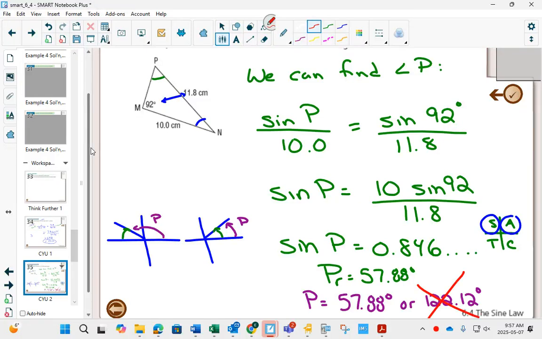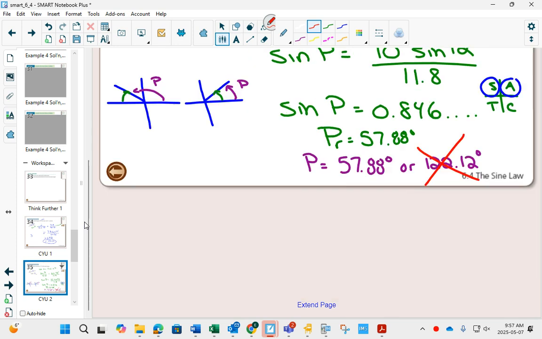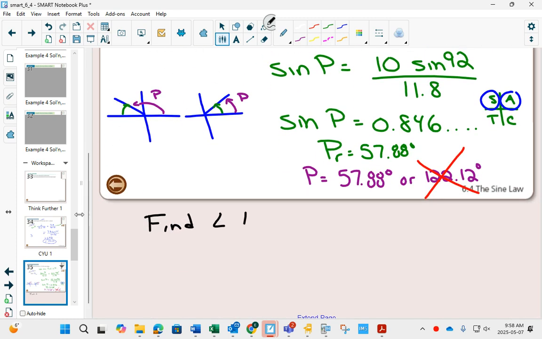So, sometimes the second one will be possible, and there's actually 2 answers to this question. But in our example, there's only the one answer. So angle P is 57.88, and then does it make sense that you could now find angle N, which is what we wanted from the beginning. And angle N is going to equal 180 degrees minus the 92 degrees minus the 57.88 degrees.